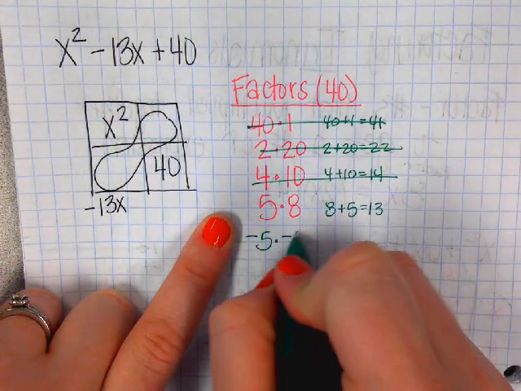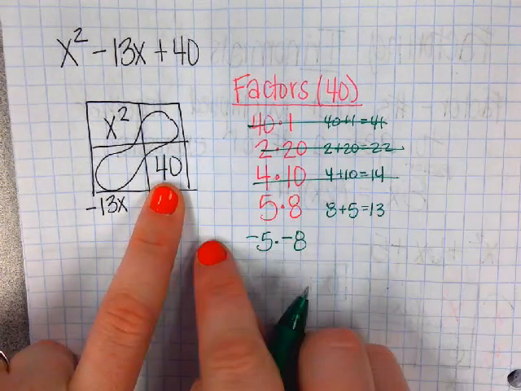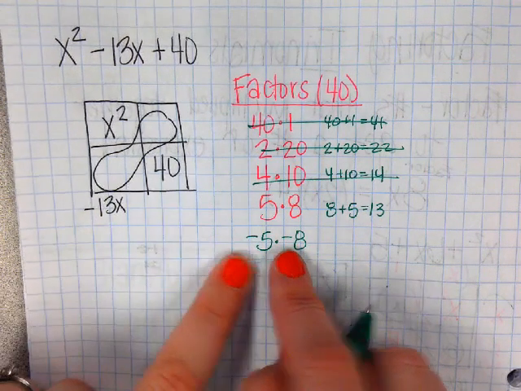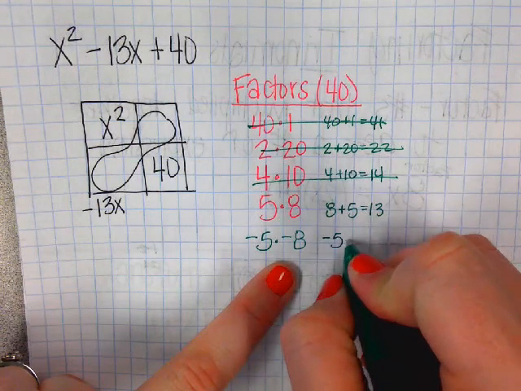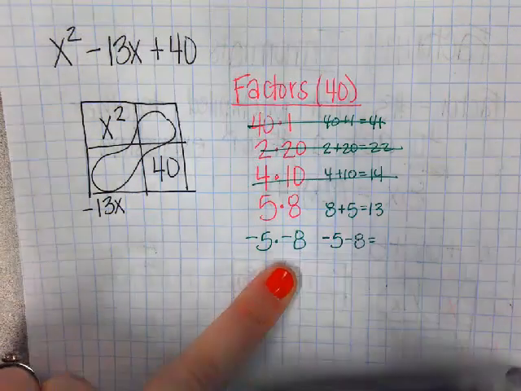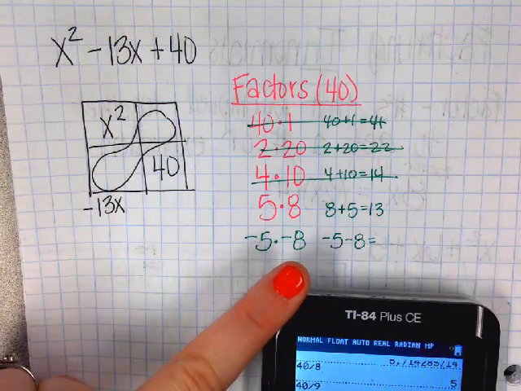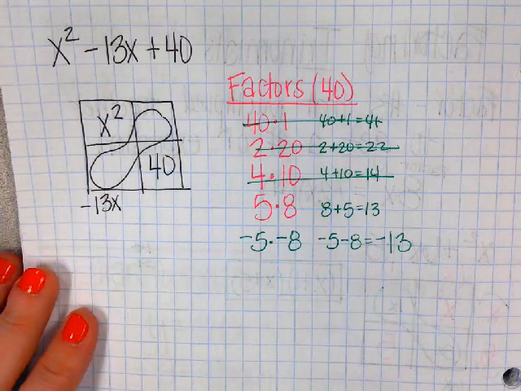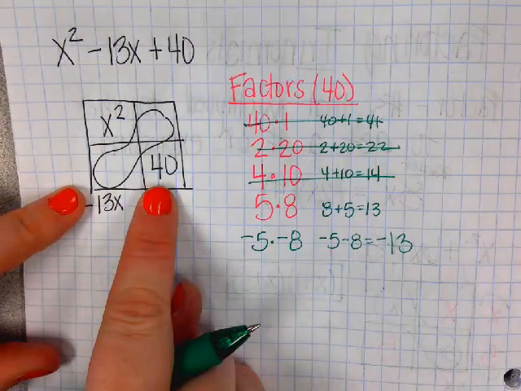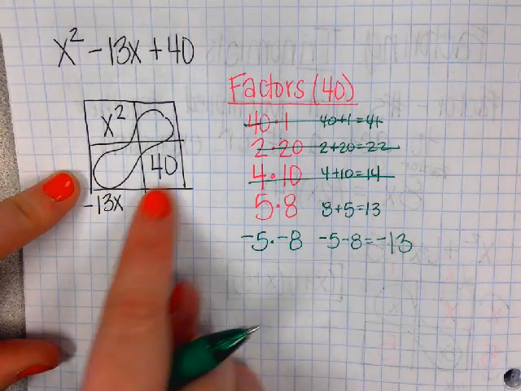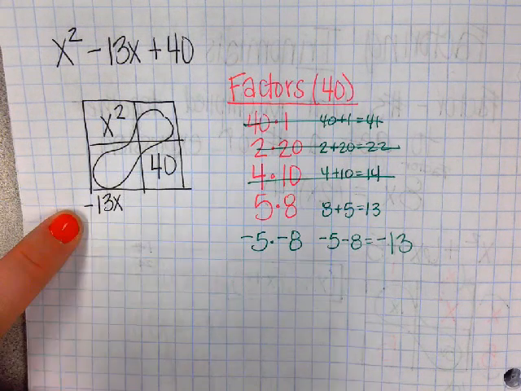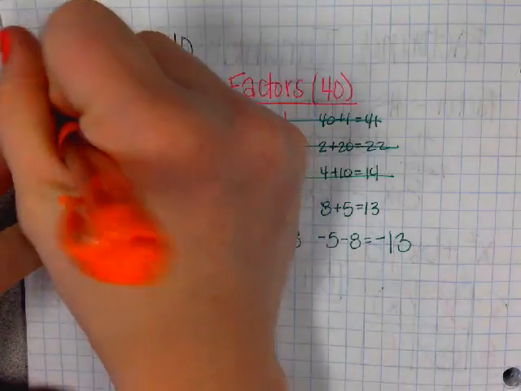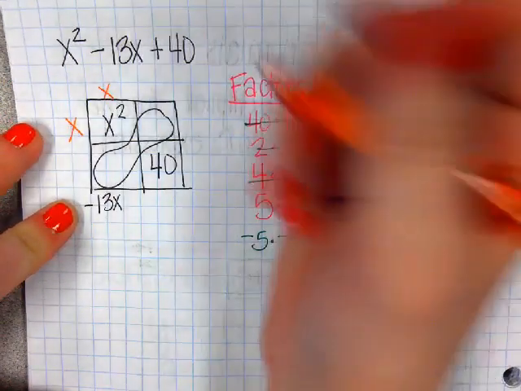Now, I want you to think about this real quick. Does a negative 5 times a negative 8 still give you a positive 40? What's a negative times a negative? Positive. So it does still give you a positive 40. And then does it combine to give you a negative 13? Negative 5 minus 8 is negative 13 because they're the same sign, remember? So what are my two factors going to be that multiply to 40 and add to get a negative 13? Negative 5 and negative 8.